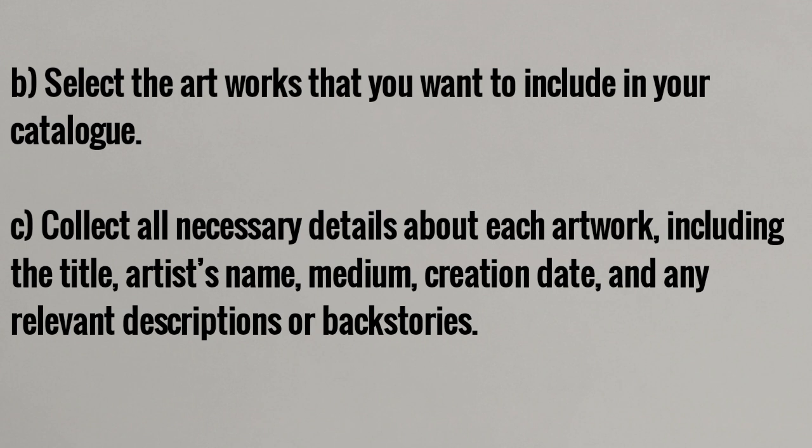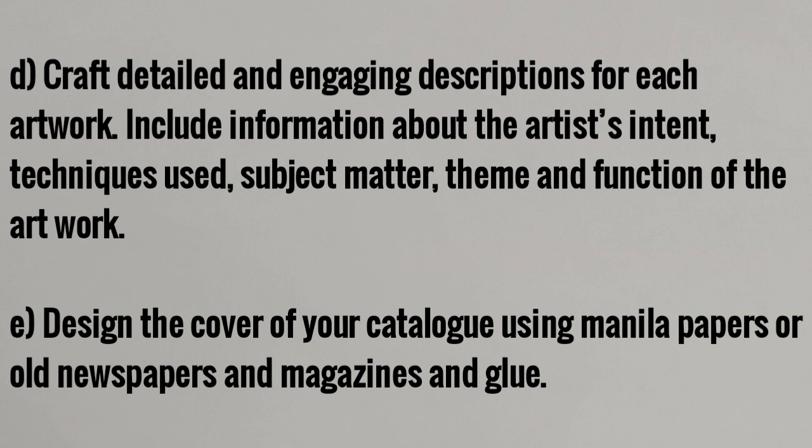Then part B, select the artwork that you want to include in your catalog. There we talk about title, artist name, medium, creation date, and any relevant description or backstories. There we are talking about now the components of a catalog. You have to collect the information or the detail about them. Then part D, craft detailed and engaging descriptions for each artwork.